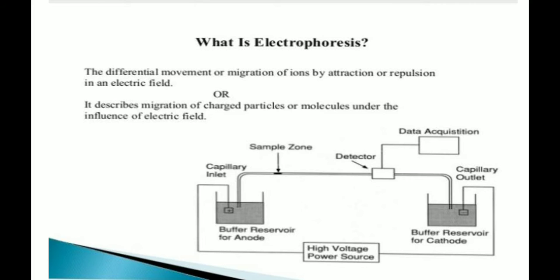First of all, what actually is electrophoresis? It is the differential movement, or migration, of ions by attraction or repulsion in an electric field. Or you can also describe it as migration of charged particles or molecules under the influence of an electric field. So there is a migration of charged particles, and on the basis of charge you can separate the molecules present in a mixture. Below you can see a figure which shows how it actually works.